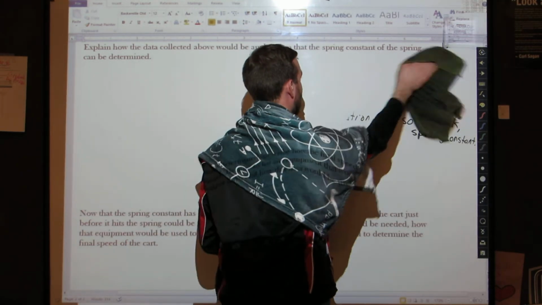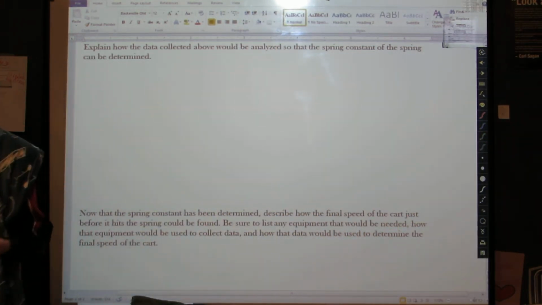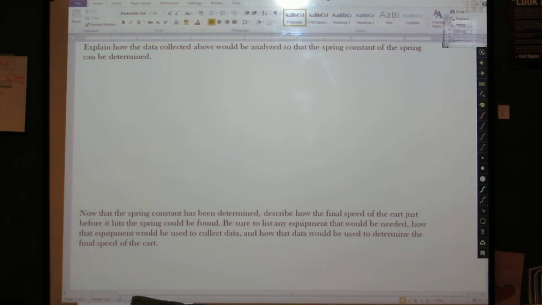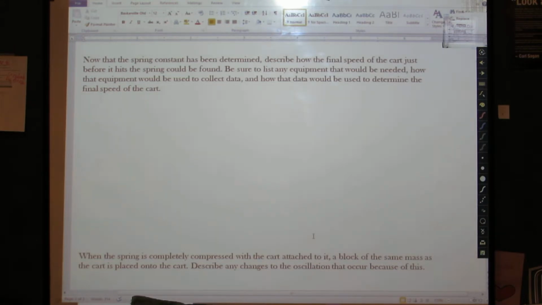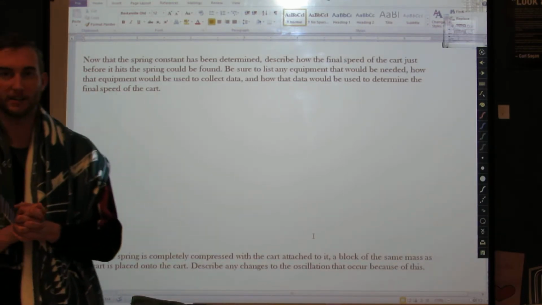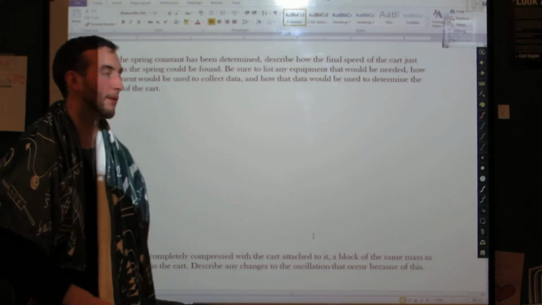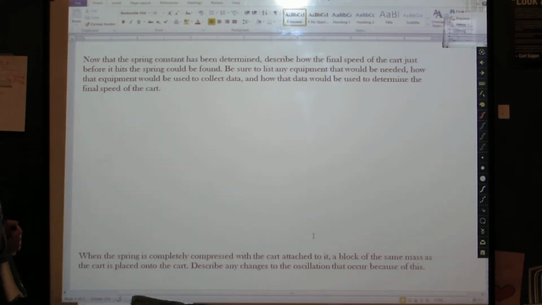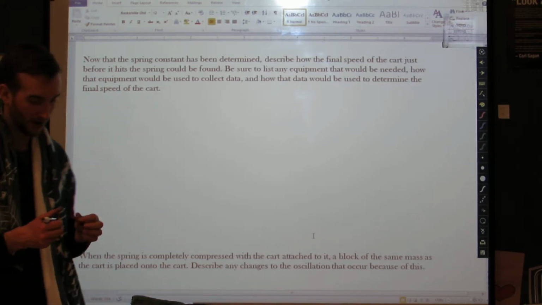So now we know the spring constant. Great. We found it using a kind of neat method. So now what we're going to do, we're combining procedure and analysis into one step, because it's almost like I'm fitting 2 problems in one. Be sure to list any equipment that will be needed, how that equipment will be used to collect data, and how that data will be used to determine the final speed of the cart.